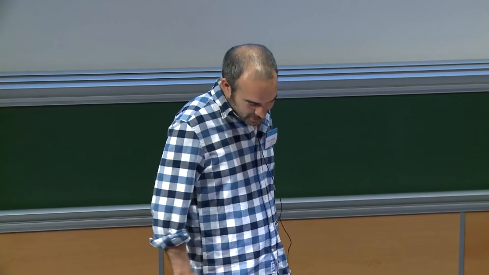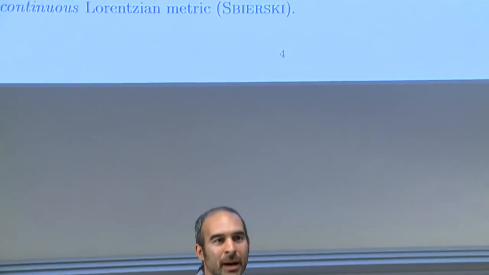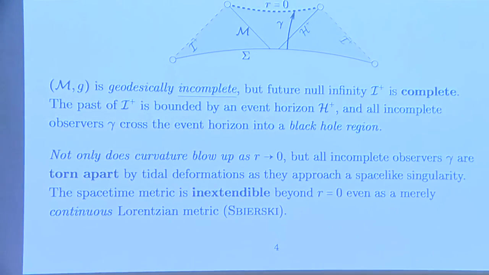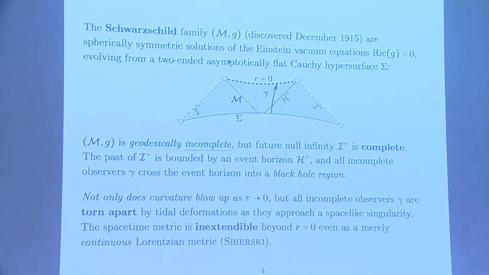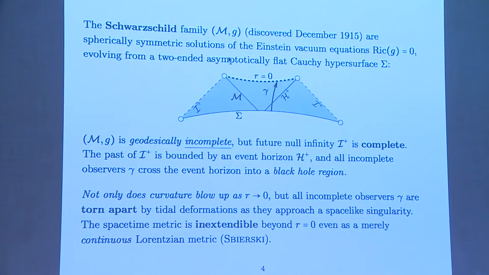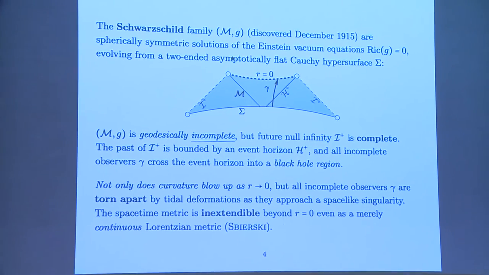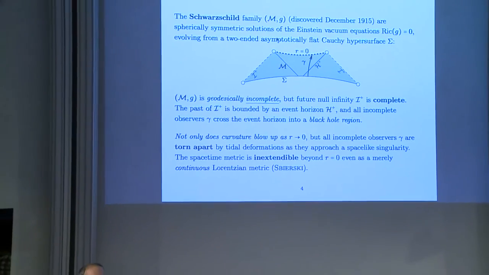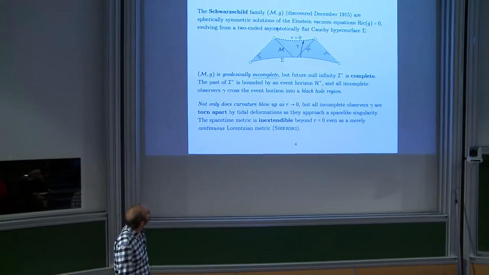The story starts with the Schwarzschild family of solutions, as any good story about general relativity should. Cécile, in her talk this morning, already introduced the initial value problem for the Einstein vacuum equations, Ricci curvature of a Lorentzian four-manifold equals zero. The first non-trivial solution of these equations to be discovered is the celebrated Schwarzschild family, discovered in December 1915 and published in January 1916. So we are really celebrating the centennial of the publishing of this solution.